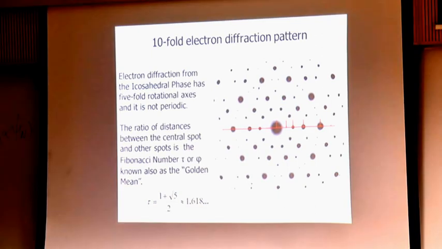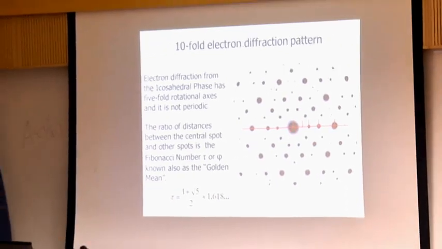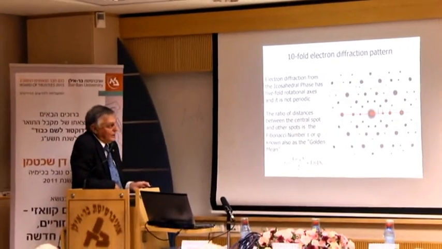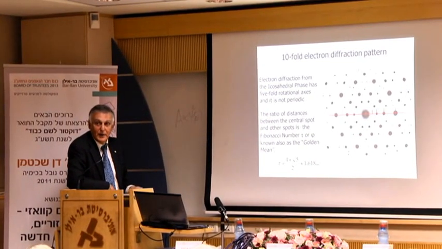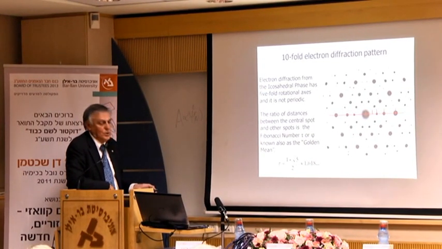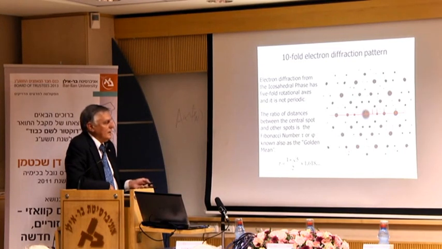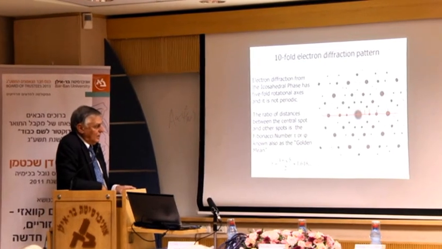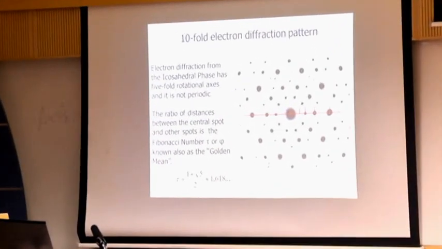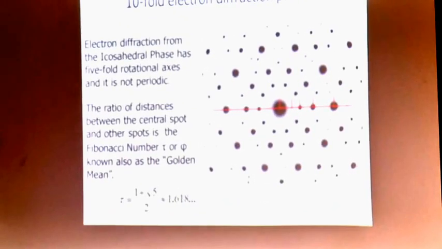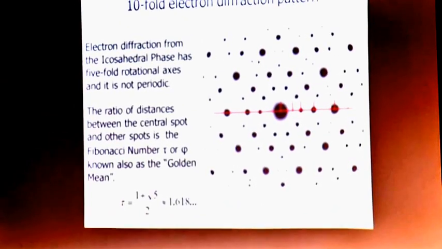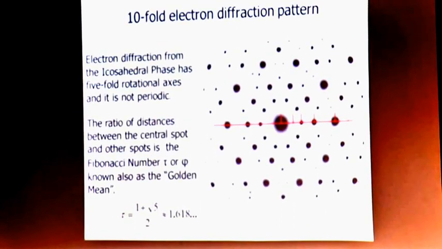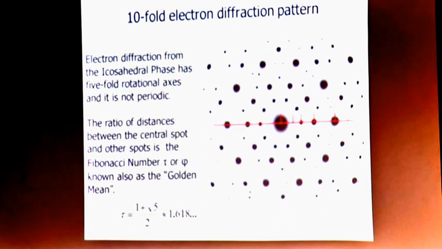I shouldn't have said that. Because if I take this distance and divide by this distance from here to here, I should get a rational number. And this tau is an irrational number. You cannot get it by measurements. This comes from theory later on. So I look at the diffraction pattern. By the way, this number is called the Fibonacci number, or the golden mean, and it's an irrational number, 1.618, with an endless number of digits behind it. So irrational numbers came into crystallography, fivefold rotational symmetry, what's going on?